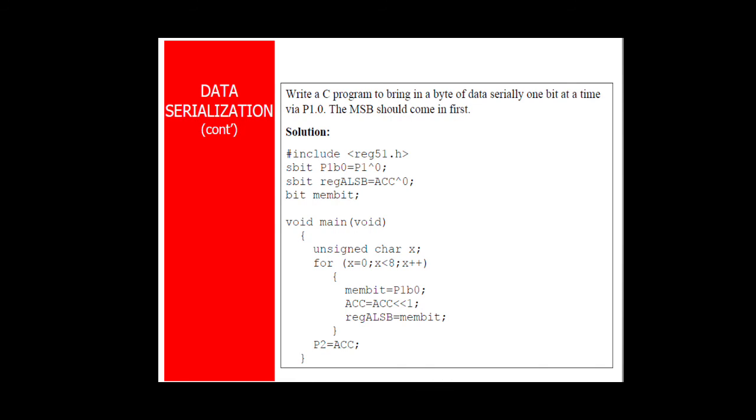This is same as the previous program, but here just MSB should come in first. Therefore two changes are made. First one is accumulator dot 0 is referred, and every time through the LSB we are sending the data, and it should be moved to the left side. Therefore left shift operation is used in the for loop.